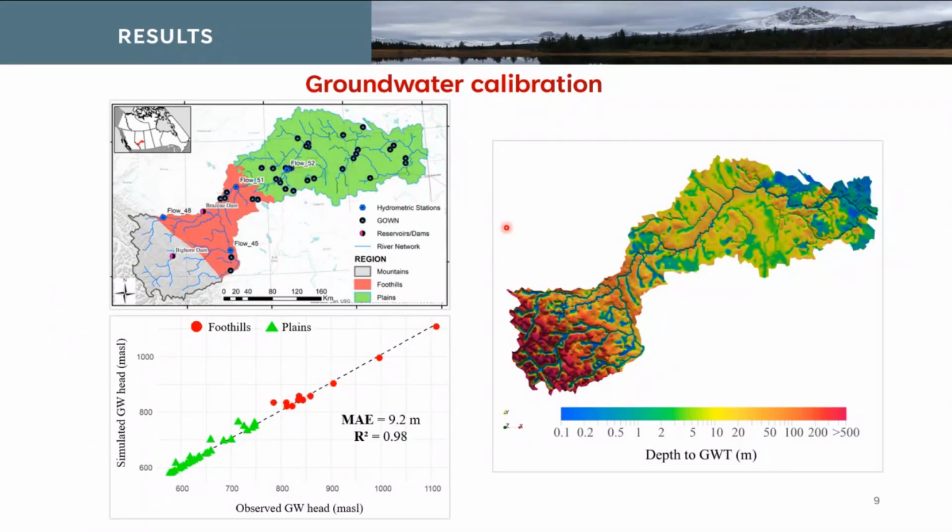To calibrate the groundwater component, we use 64 groundwater observation wells from the GWET network, that is the groundwater observation well network from Alberta, and all of them are distributed in foothills and plains. And we can consider that our groundwater component is well calibrated with our R square is 0.98 and our mean absolute error in this regional model is around 9 meters. And also we have a well distribution of the groundwater table across the North Saskatchewan River Basin.